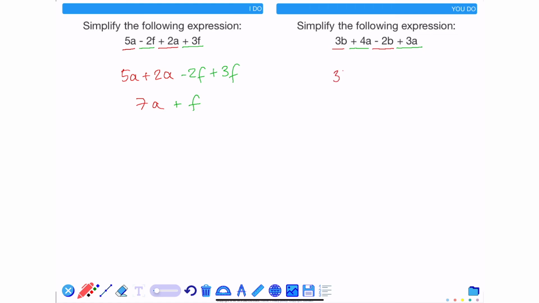Rewriting my question, 3b minus 2b and 4a plus 3a. 3b minus 2b is 1b. 4a plus 3a is 7a. And this is my final answer.